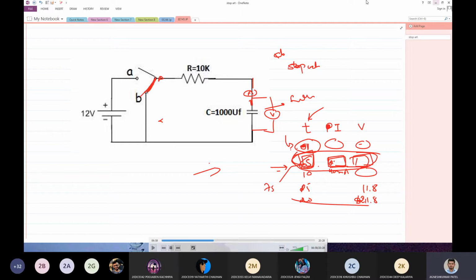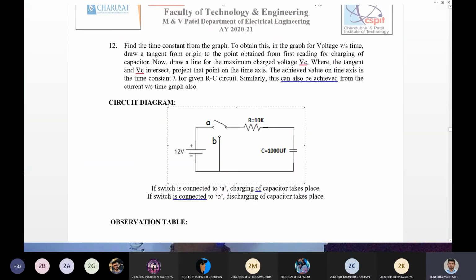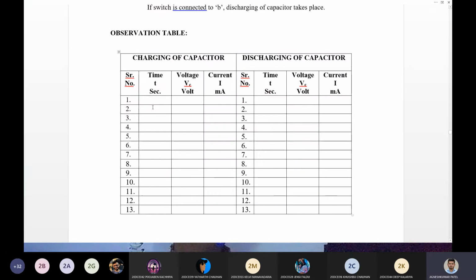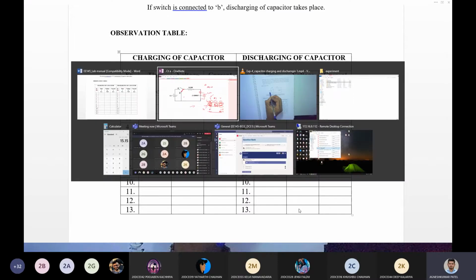So we'll get two types of readings. One would be of charging and the other one would be of discharging. These are the charging table and the discharging table. We'll stop when your voltage becomes 0 in case of discharging. Okay, so now let's see the experiment.